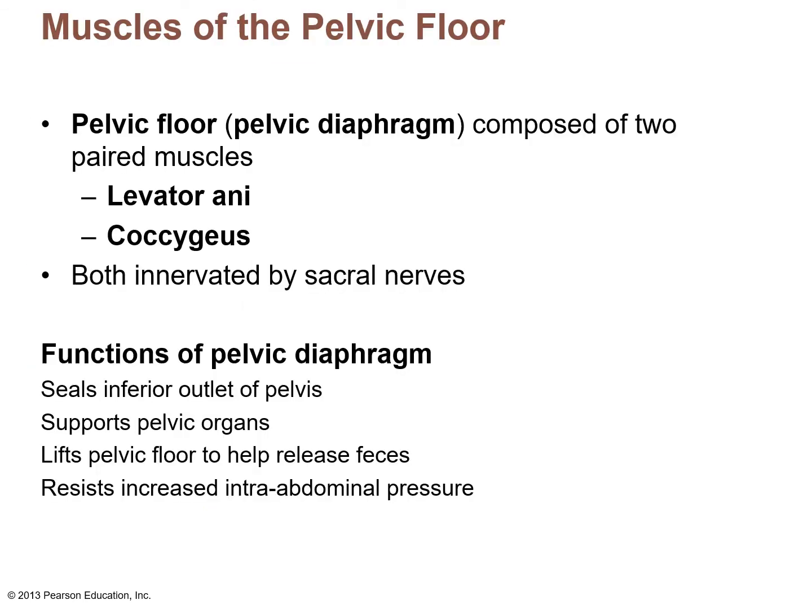Muscles of the pelvic floor. So the pelvic floor, or pelvic diaphragm, is composed of two paired muscles, the levator ani and the coccygeus. Now, I did not put these on the list, but I just wanted you to be aware of them. Both are innervated by sacral nerves. What the pelvic diaphragm does is seal the inferior outlet of the pelvis, support the pelvic organs, and lift the pelvic floor to help release feces and resist increased intra-abdominal pressure.